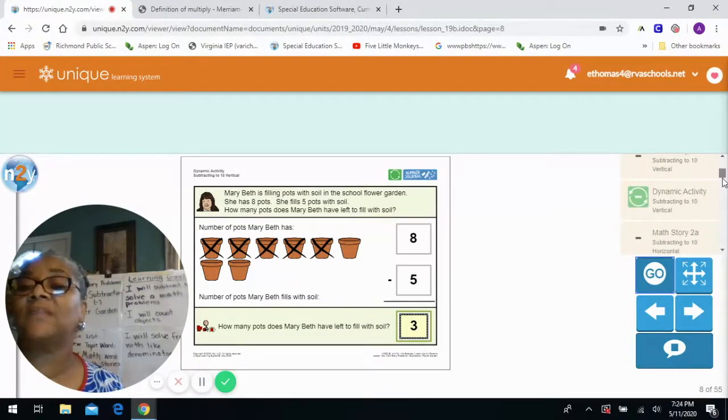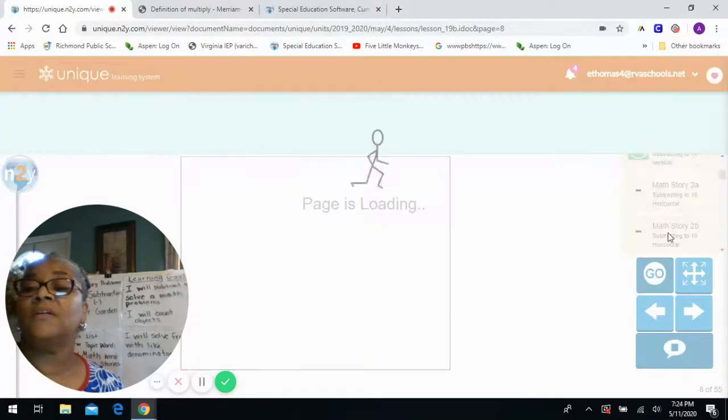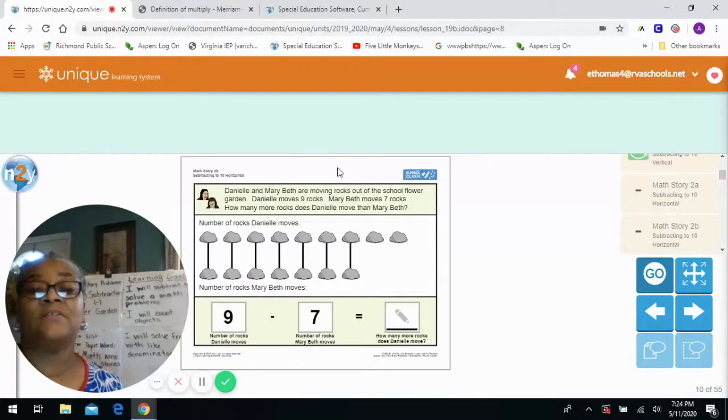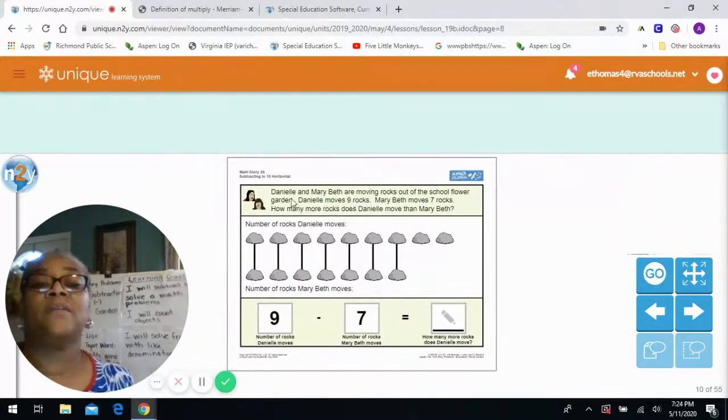Okay, let's continue. We have lots and lots to learn. We'll do this story. This is a good one. It says Danielle and Mary Beth are moving rocks out of the school flower garden. Danielle moves 9 rocks. Mary Beth moves 7 rocks. How many more rocks does Danielle move than Mary Beth?